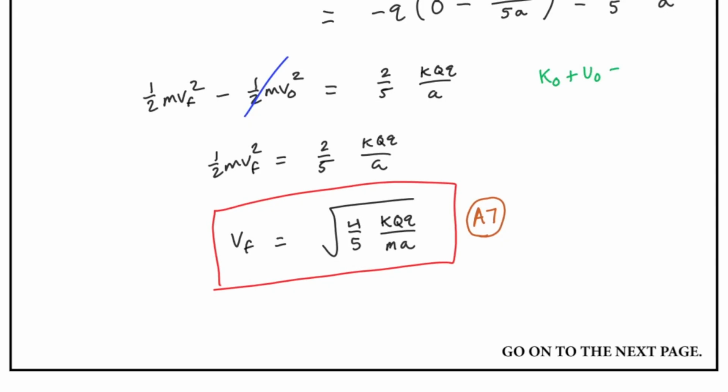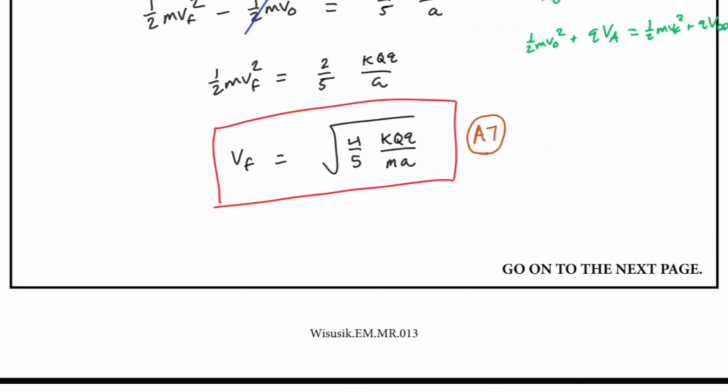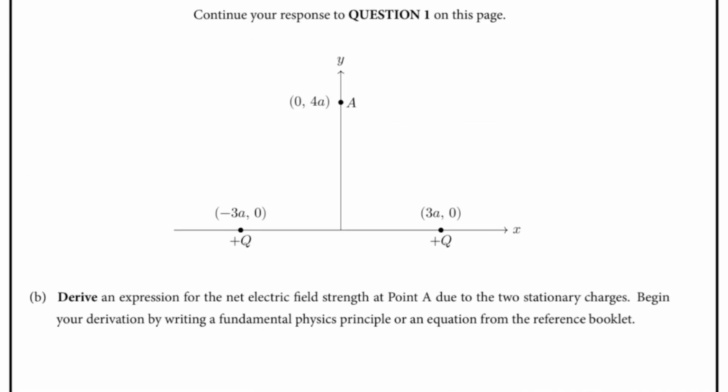You could use K plus U equals K plus U, with U being qV. Because notice this works out the same way, because V at infinity is 0. So this works out the same as the previous part. So you could have done that. That's also very common. And now our part B derivation is totally different.